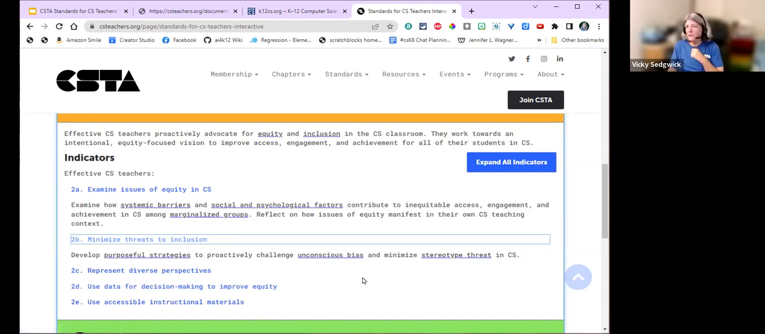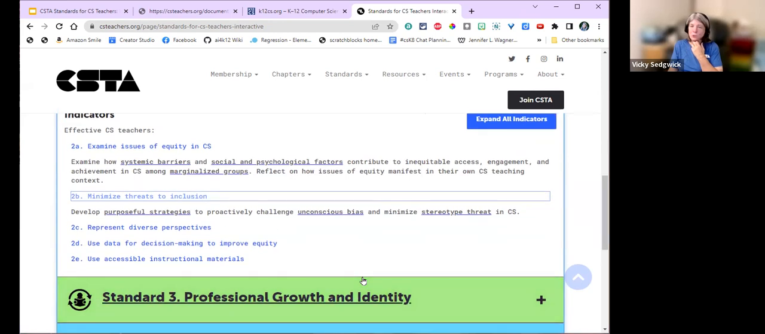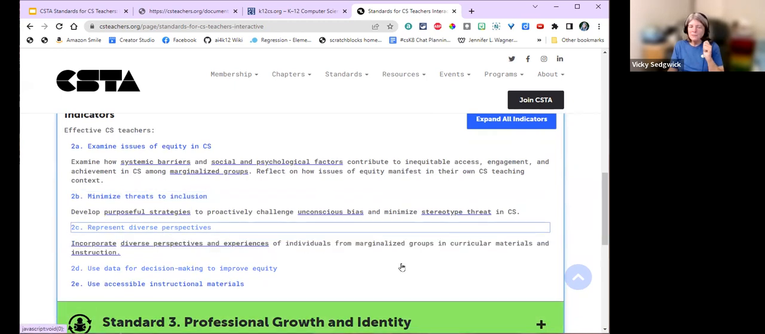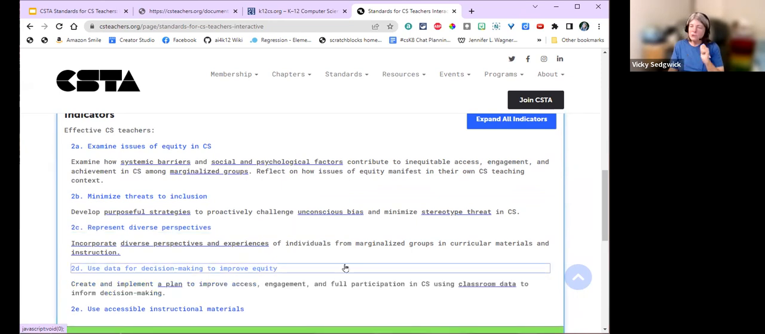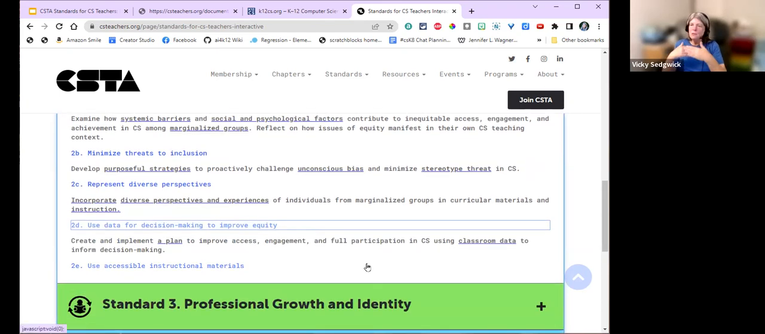It can be really easy to call on that smart kid all the time, but that's a bias, right? We have to be able to include everybody and make everybody feel like their contribution in class is welcome. We need to be able to understand how to incorporate the diverse perspectives and experiences in our classes, right?